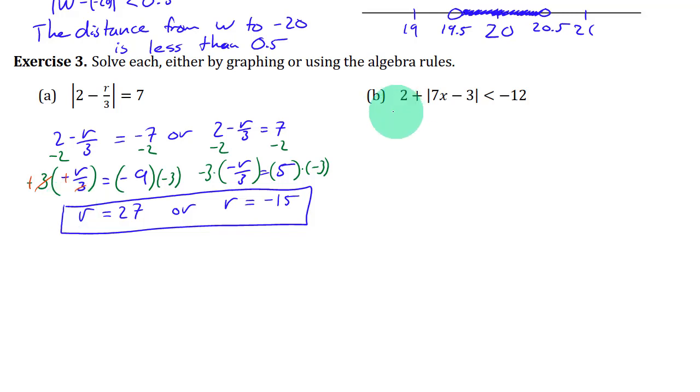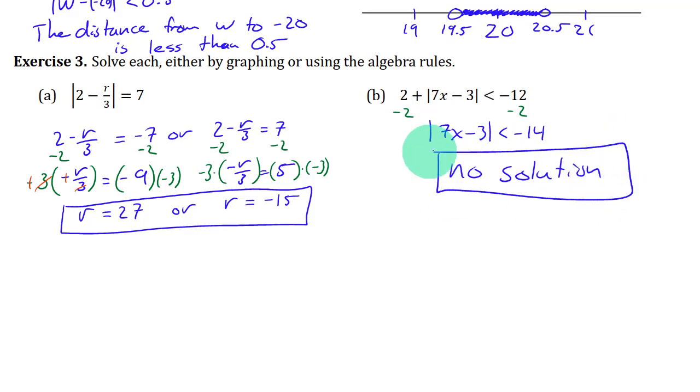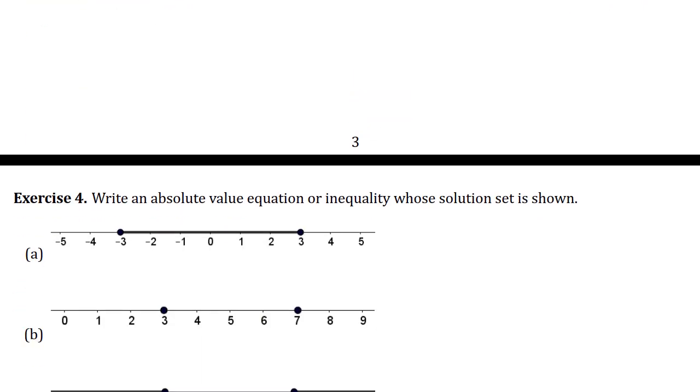And over here, we're going to subtract 2 from both sides, because none of those rules work if you have like a 2 plus. If you wanted to use the algebra rules from the previous page, the 2 pluses messes it up. It just has to be the absolute value compared to something. Oh, but what we're saying is the absolute value is less than negative 14, but absolute value can never be negative. So it can't be less than negative 14. So this has no solution. All right, let's keep moving.